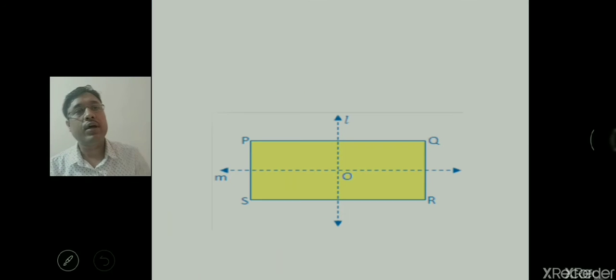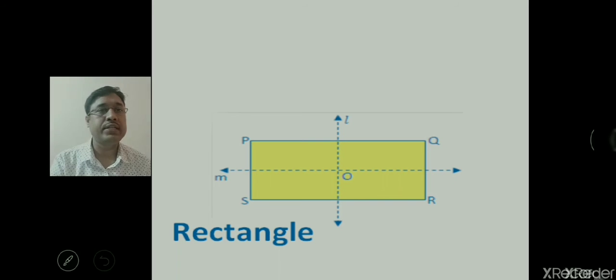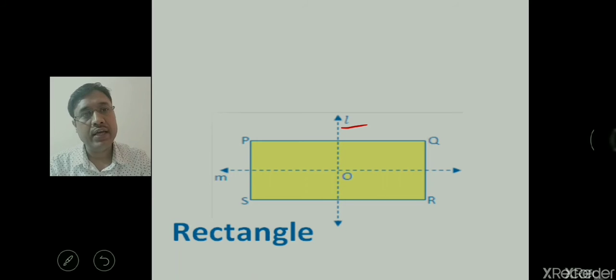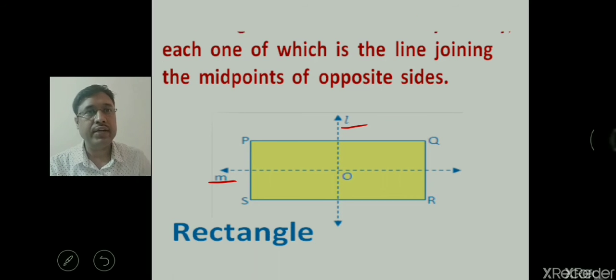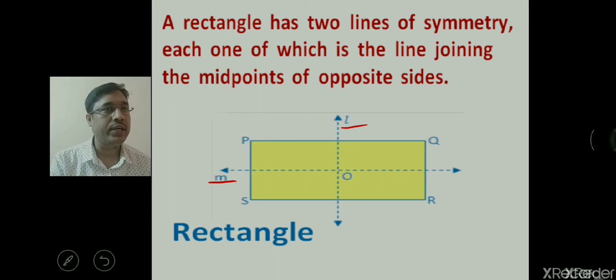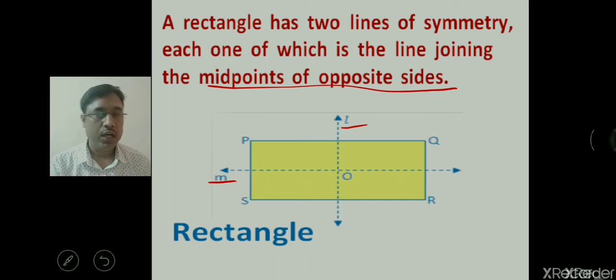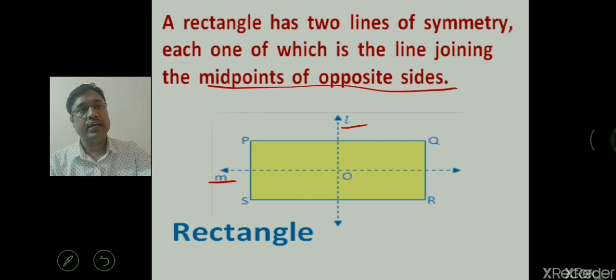Now we have the rectangle. This figure is a rectangle, and its lines of symmetry are the lines joining the midpoints of opposite sides. So it has only two lines of symmetry, L and M over here. We can write that a rectangle has two lines of symmetry, each one of which is the line joining the midpoints of its opposite sides. Here the diagonals do not work as lines of symmetry.